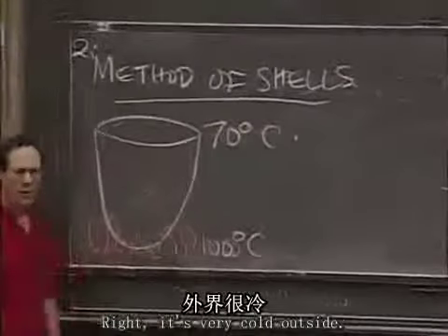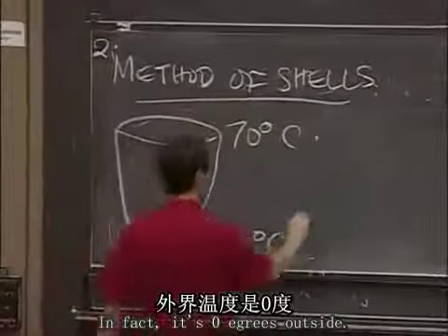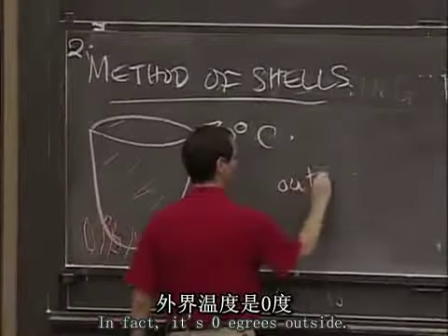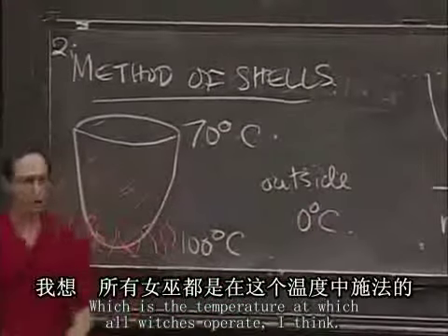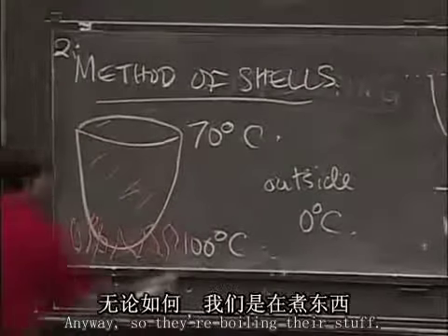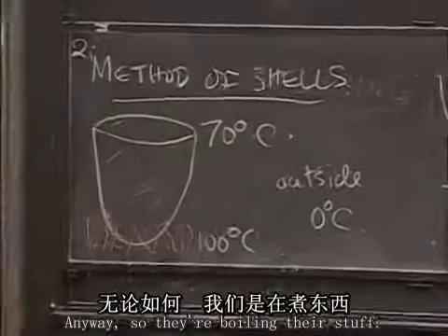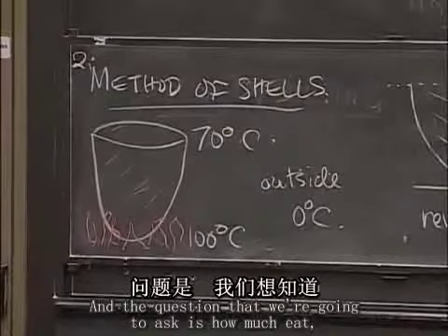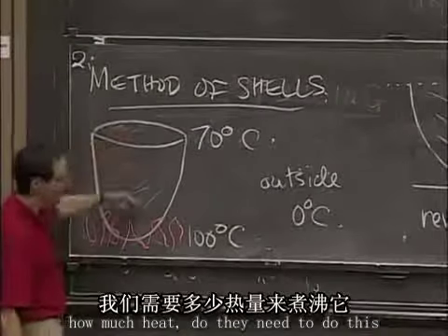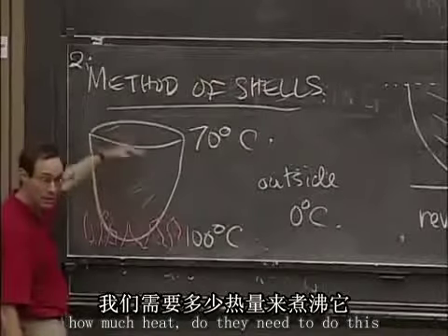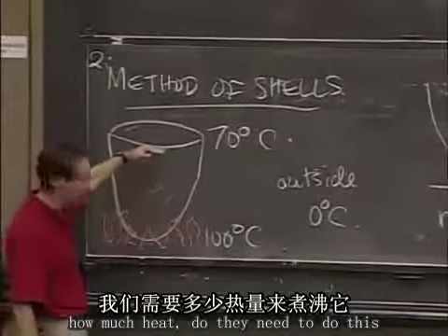Right, it's very cold outside. In fact, it's 0 degrees outside, which is the temperature at which all witches operate, I think. Anyway, so they're boiling their stuff. And the question that we're going to ask is, how much heat do they need to do it?